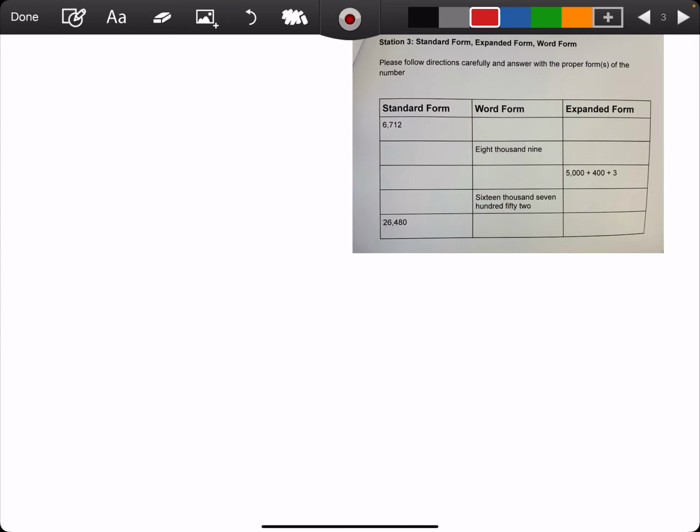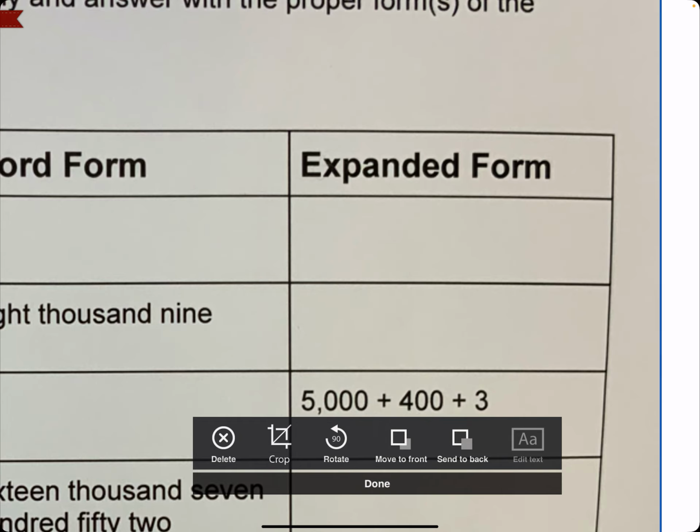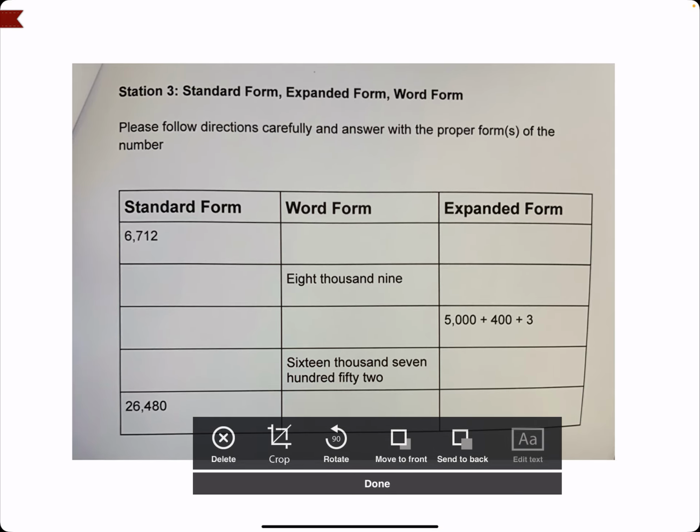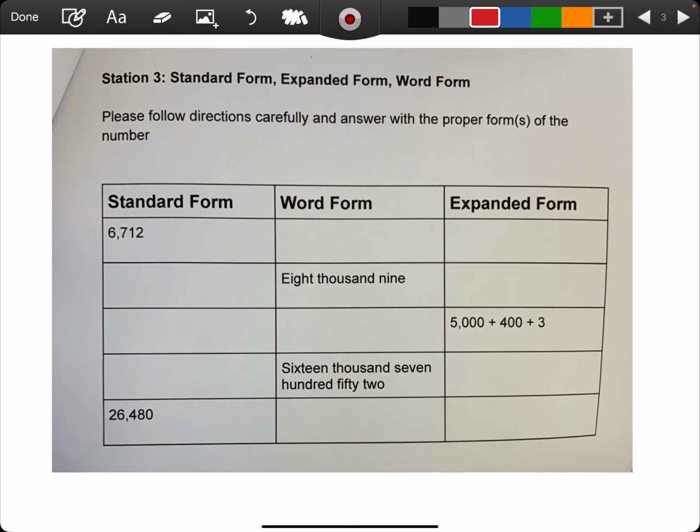Last station. This is standard form, expanded form, word form. Going to make that so we can fit the page. All right. Standard form is we just see digits. I always think of that as when you celebrate your birthday, the candles on the cake, almost all the time, they're in standard form. So when you're turning 12, you'll have a 1 and a 2. All right, that's standard form. Nobody puts birthday candles on their cake in expanded form, or I've never seen that.